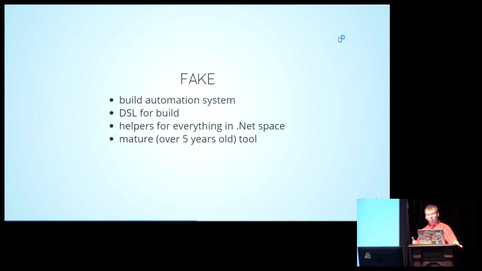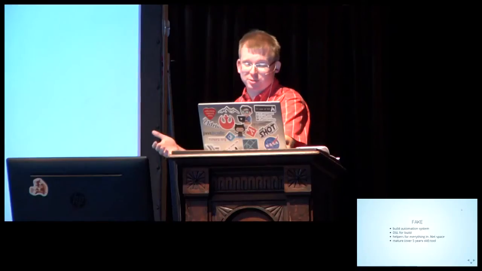Next thing I want to talk about is FAKE. I know there was a lightning talk about FAKE before, and probably some things will be repeated, but let's do this. FAKE is basically a build automation system. It's similar to Psake for PowerShell, to Rake for Ruby, to Cake for C#, but obviously it uses F#.